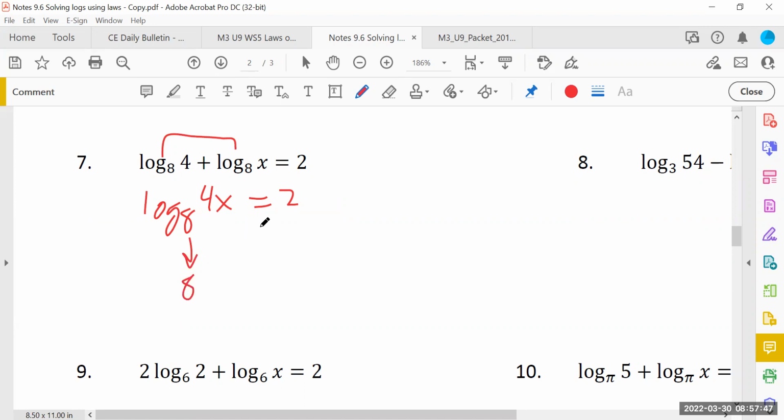Focus. The 8 comes down, the 2 comes over and becomes my exponent. It's equal to whatever was inside the log, 4x. 8 squared equals 4x. Does everybody understand how to do that switch from log to exponent form? The base of your log becomes the base of your exponent. Whatever you're equal to is your exponent, and whatever was inside the log is what you're equal to. Are we okay there? So 8 squared equals 4x. 8 squared is 64. We can divide both sides by 4 and get x is equal to 16.